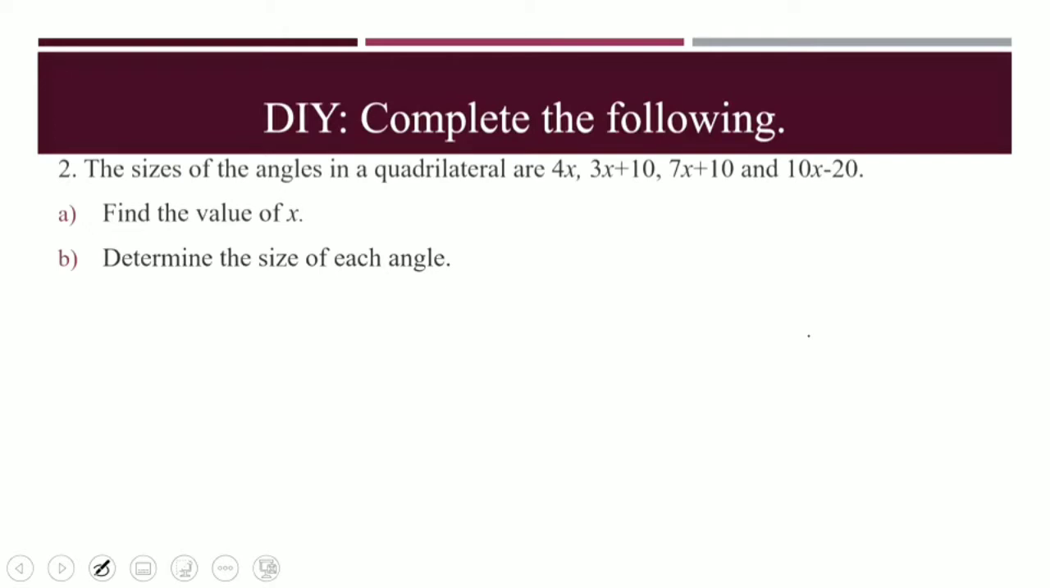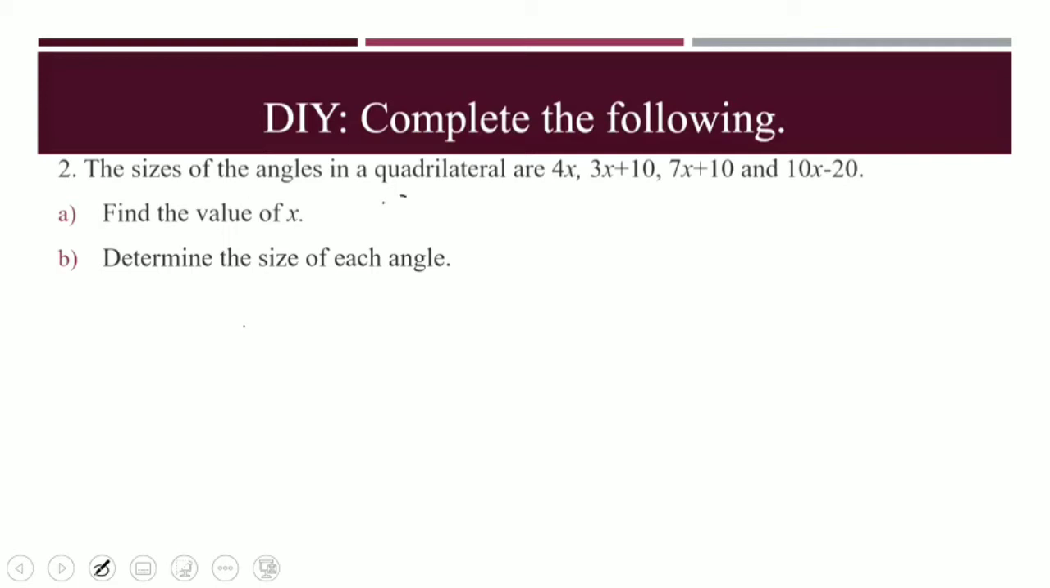All right, number 2 says the sizes of the angles in a quadrilateral are 4x, 3x plus 10 degrees, 7x plus 10 degrees, and 10x minus 20 degrees. And we should, 1, find the value of x, and 2, A and B, determine the size of each angle. And I'll say this again, even if you were not told to find x in the first place, go ahead and find it because it will help you to find the other angles anyway. All right, so here we go. You can sketch a quadrilateral if you want and just put in the angles 4x, 3x plus 10, 7x plus 10, 10x minus 20.